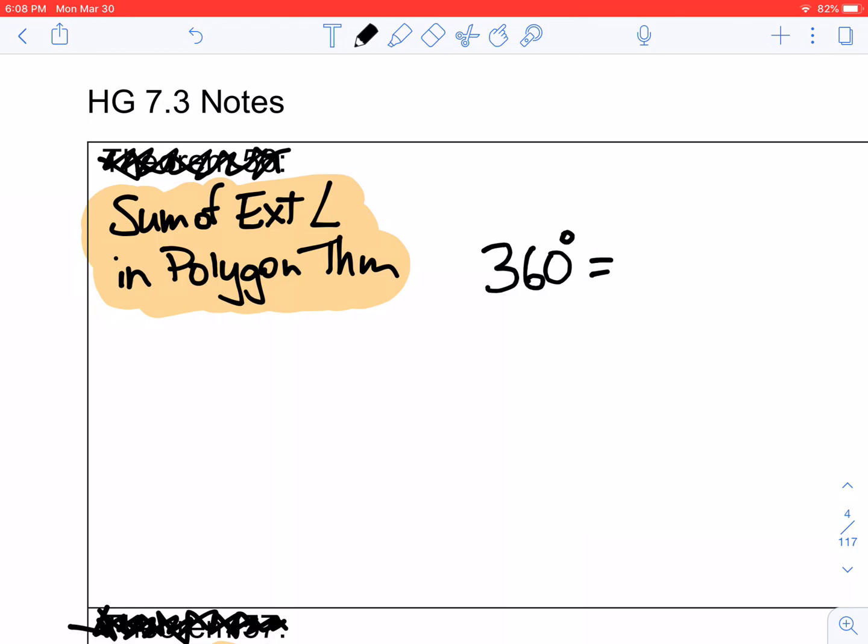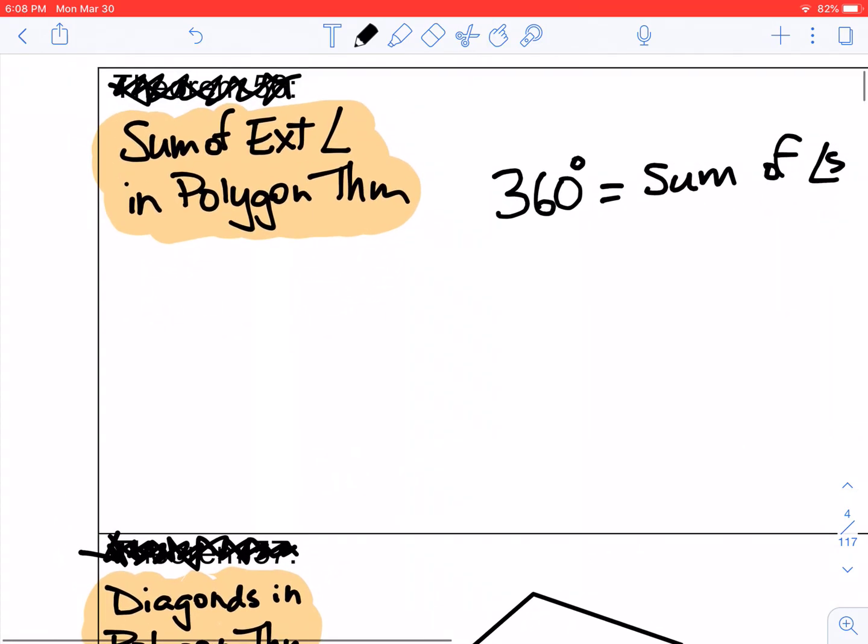The sum of the angles will be 360. This is a handy shortcut to remember.